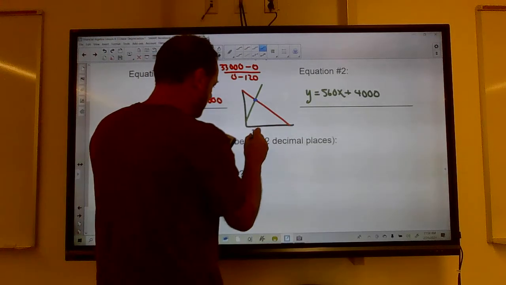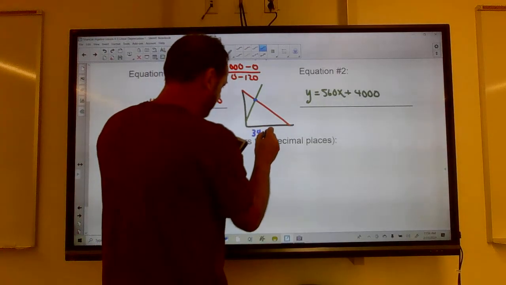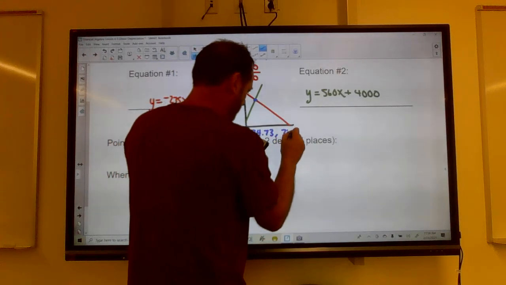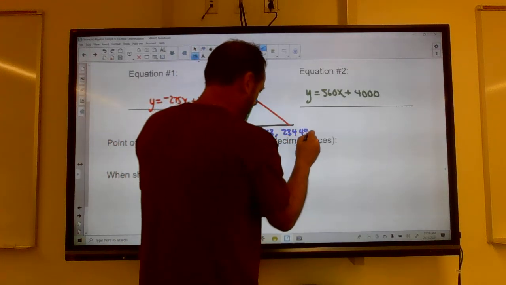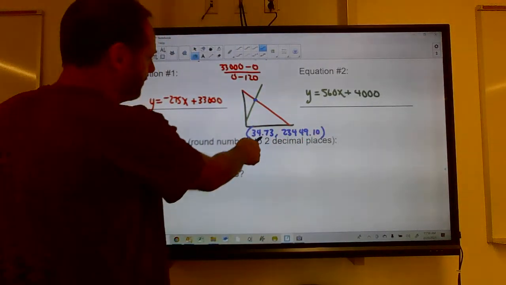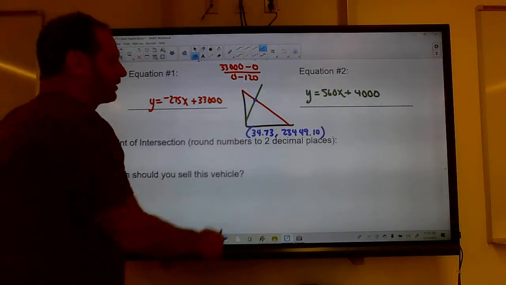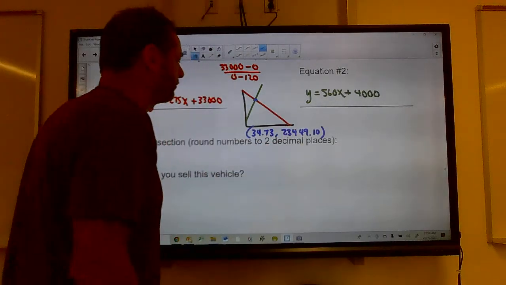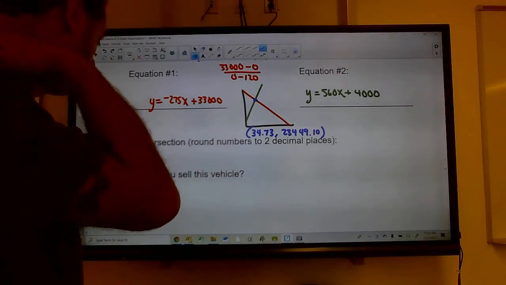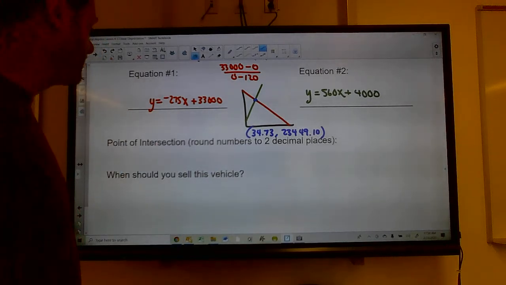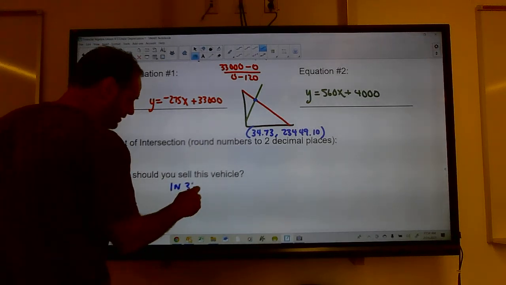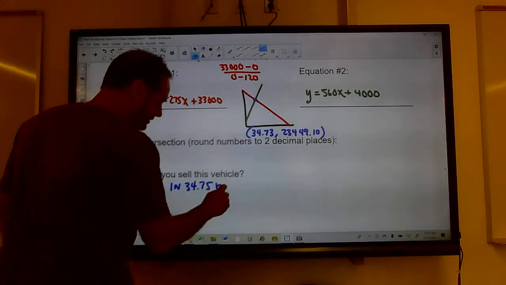It says it's 34.73, 23,449.10. So, what does that mean? After 34 and basically 3/4 months, the vehicle is going to be worth $23,449. Okay? So when should you sell this vehicle? In 34.75 months.